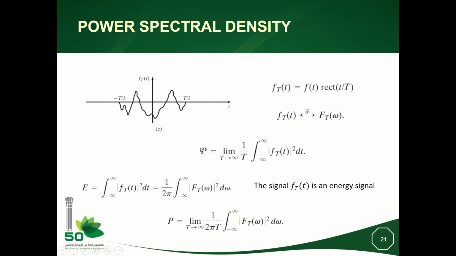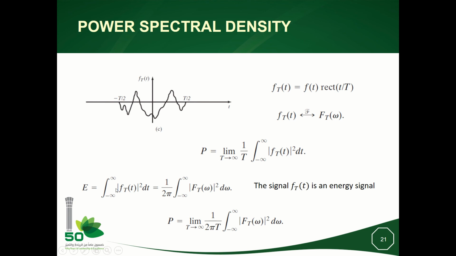So we are calculating the average power when we tend T to plus infinity. So it is 1 over T, integral from minus infinity to plus infinity, absolute value of f sub T of t squared dt, okay? And we will also calculate the energy of this f sub T, okay, because now f sub T is limited in time.